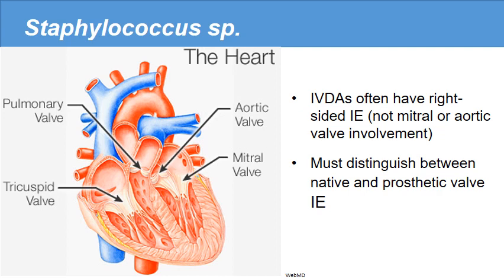And distinguishing between native valve infective endocarditis and prosthetic valve is very important for Staphylococcus because the treatment modalities are very different depending on the nature of the valve itself, where prosthetic valves require aggressive combination therapy, and native valves oftentimes can receive monotherapy.